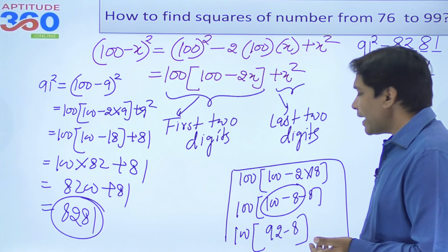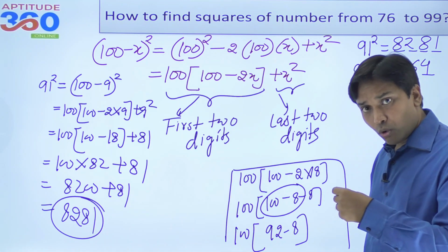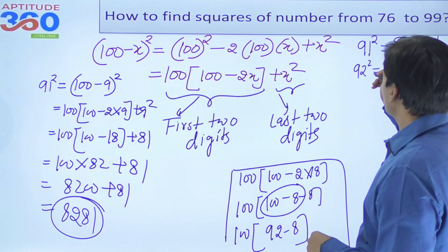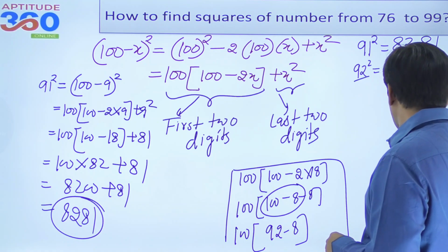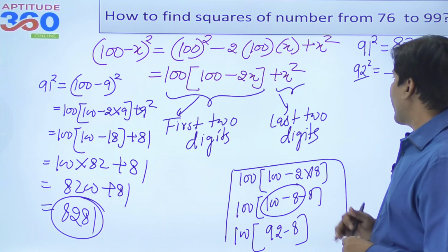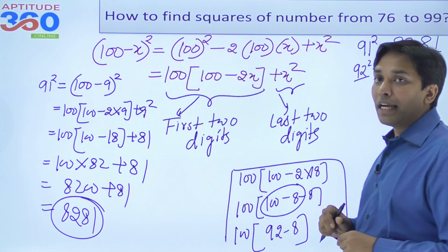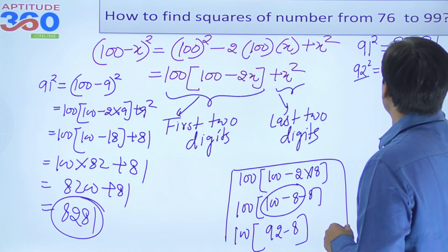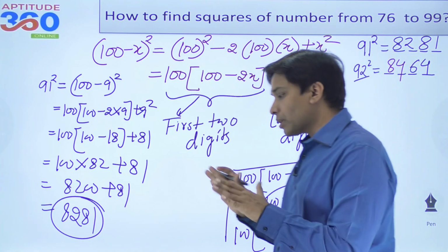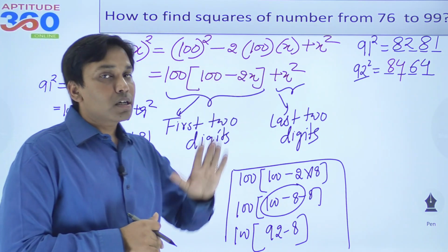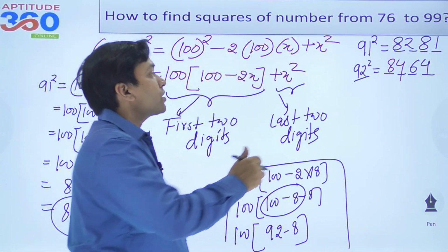So why am I multiplying this with 2 and then subtracting from 100? All I can do is, in a straightforward way, 92 minus 8, which is going to be 84. I'll write 84 here and my job is done. So 92 square is 8464. You will understand with this problem.